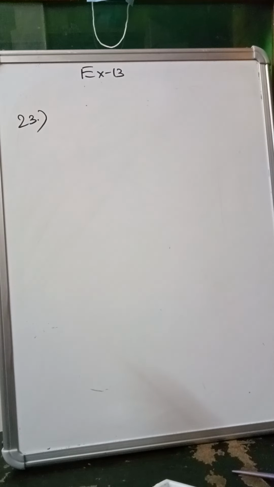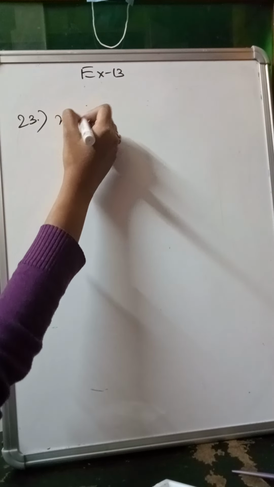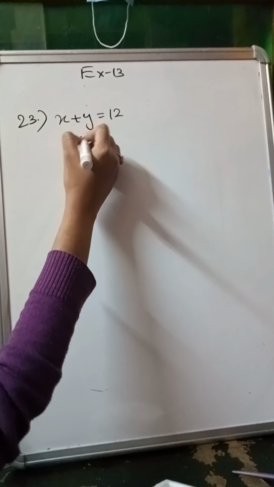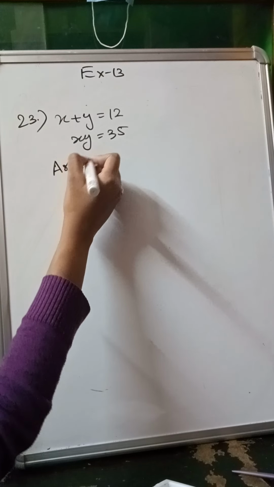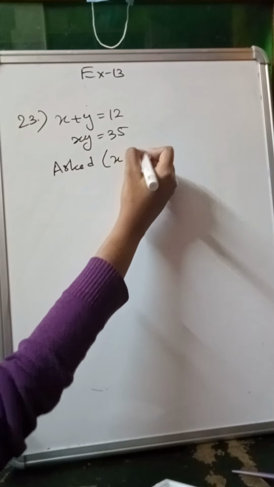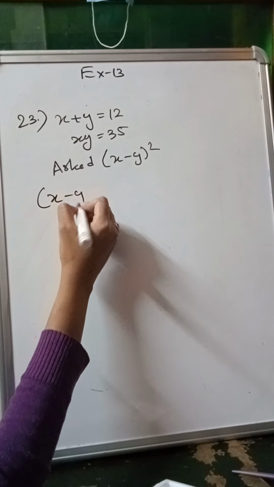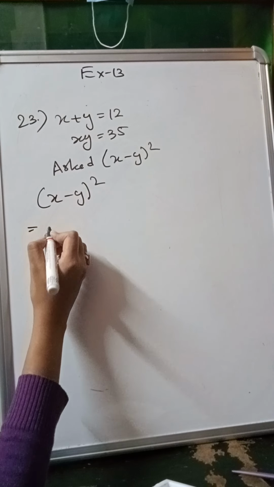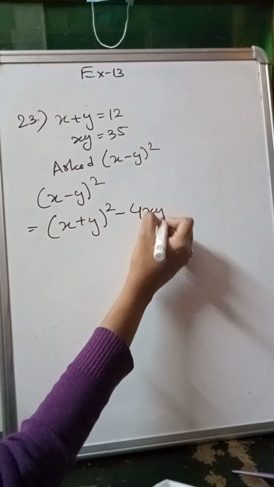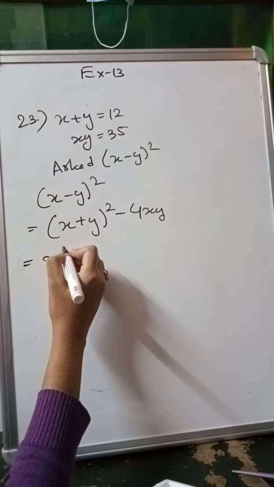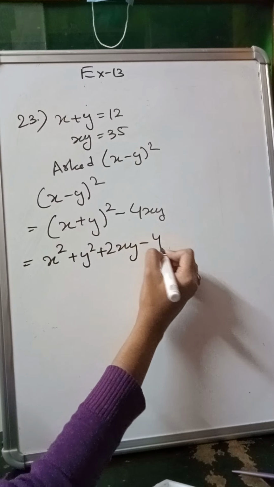So the sum which we will solve now is sum number 23. We have been given the value of x plus y. x plus y equals to 12 and xy equals to 35, and we have been asked to find out the value of x minus y whole square. Now see one thing, x minus y whole square can also be written as x plus y whole square minus 4xy. Why? Just see, x plus y whole square means x square plus y square plus 2xy minus 4xy.